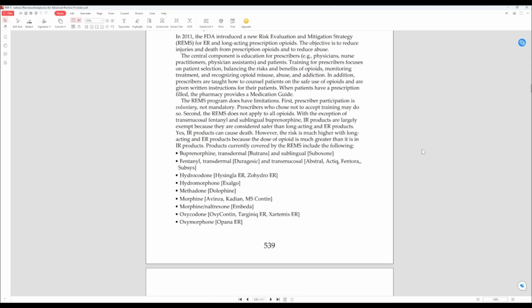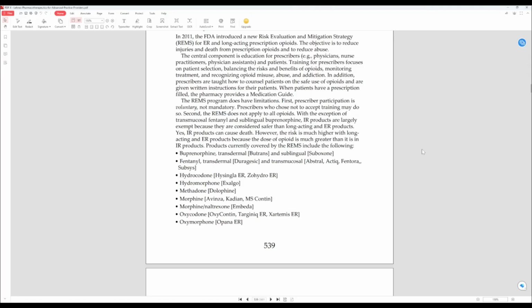Immediate release products are largely exempt because they are considered safer than the long-acting extended release products. Yes, immediate release products can cause death. However, the risk is much higher with long-acting and extended release products because the dose of opioid is much greater than it is in the immediate release product.